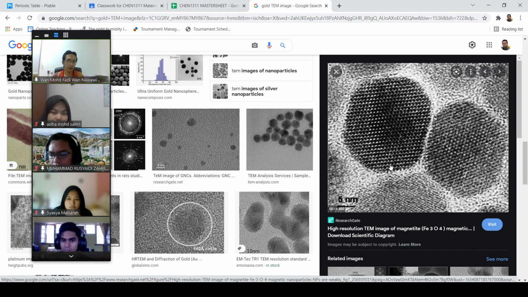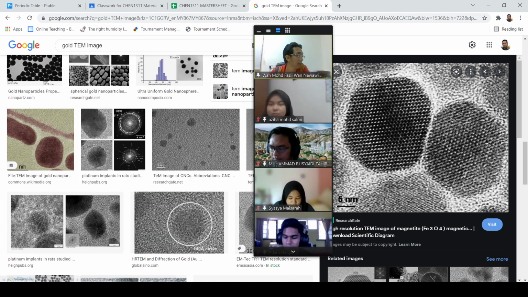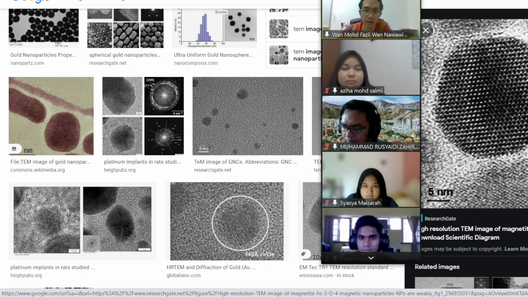In ceramic it is different, in polymer it is different. You don't see this; you cannot really see it like this. Here you can see the atoms compact and arranged. So that's one of the properties of metal. Let's go back to this and let me open this.